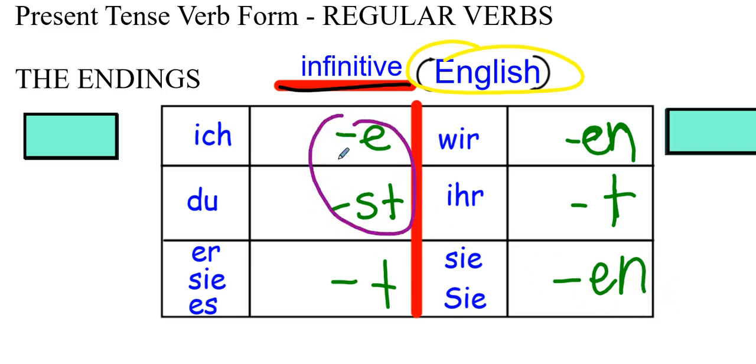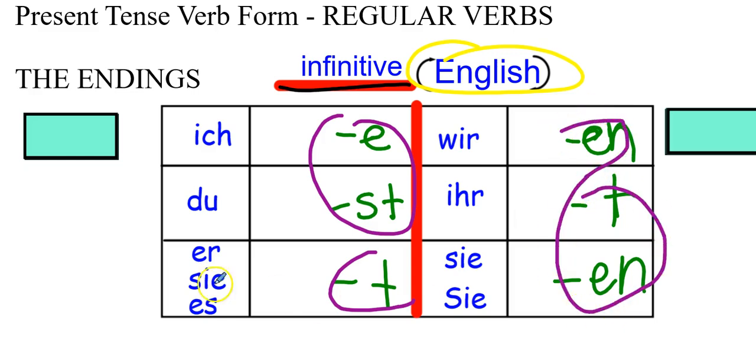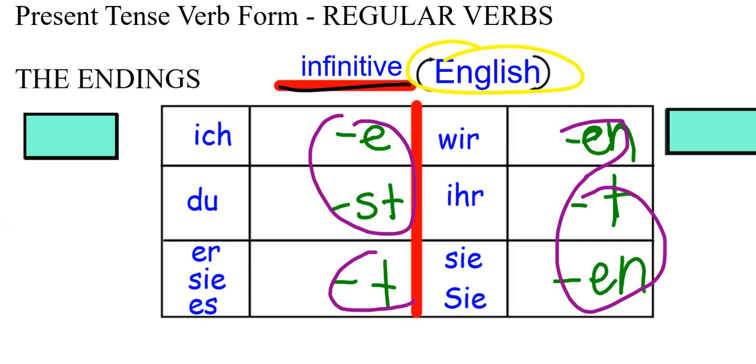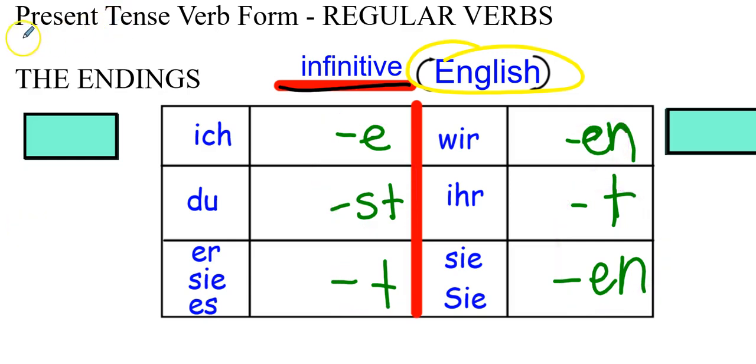Some people have called this the S-10-10 rule. It's a memory trick. And that way you can remember E-S-T-T-E-N-T-E-N, S-10-10. It's just a memory trick. You don't have to follow it, but some people find that to be helpful to remember the endings. So once again, this is for present tense, German verbs, the regular verbs.